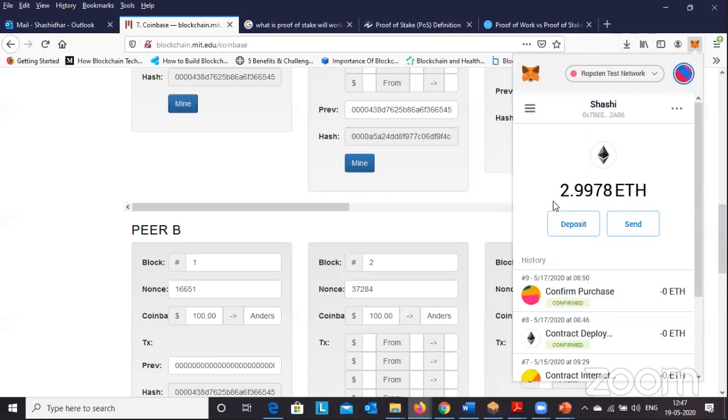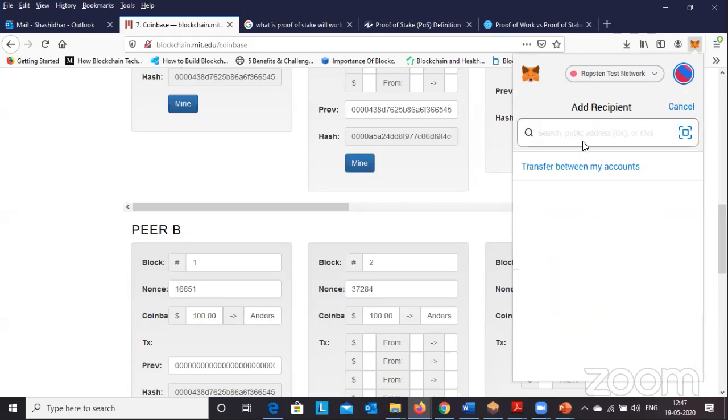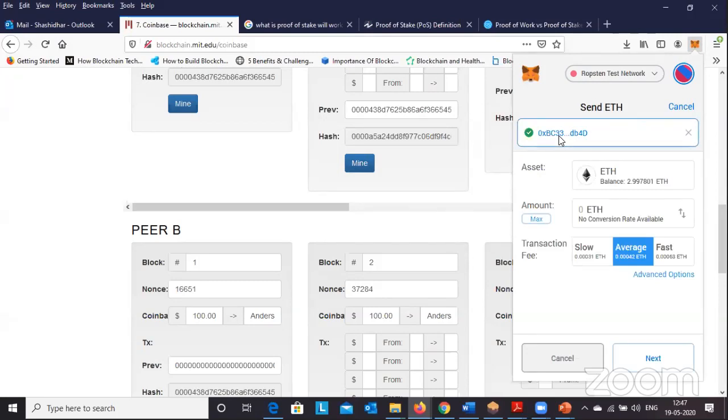Okay, so now I want to send some currency, ethers. Here is the option. I have pasted the address of the receiver. Currently I have 2.99 ethers in my account, and I need to decide how much to transfer. I am trying to transfer 0.5 ethers.